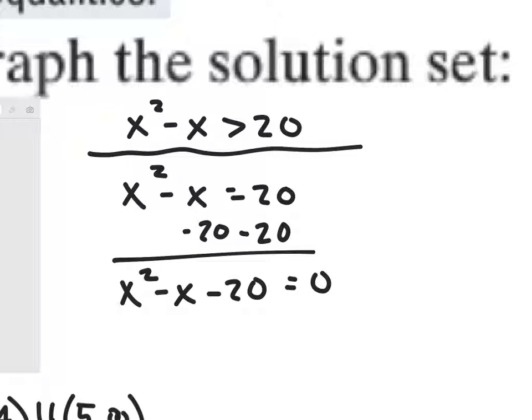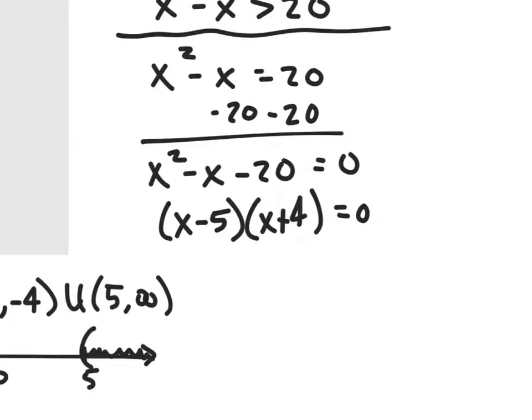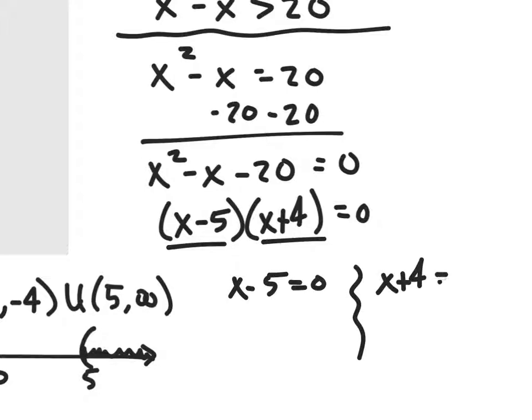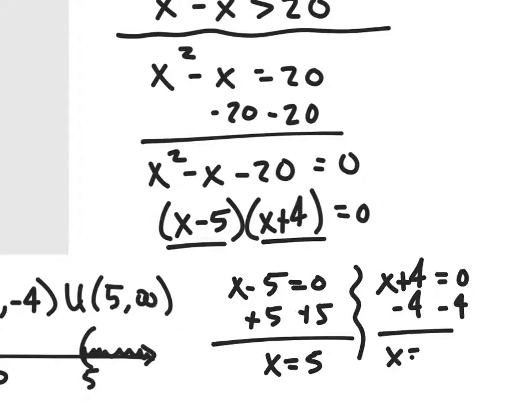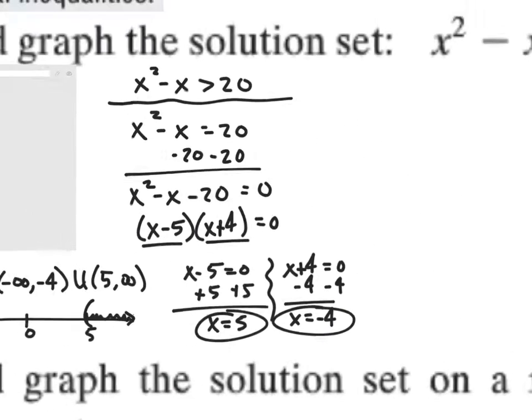Now I can solve this by factoring. I've got x, what is that, plus 5? No, x minus 5 and then x plus 4 equals 0. And so we can do x minus 5 equals 0, and x plus 4 equals 0. If I add 5 to both sides, we get x is equal to 5. And here, subtract 4 from both sides, and we get x equals negative 4. Again, these are my critical points. We got those just by looking at the graph as well.